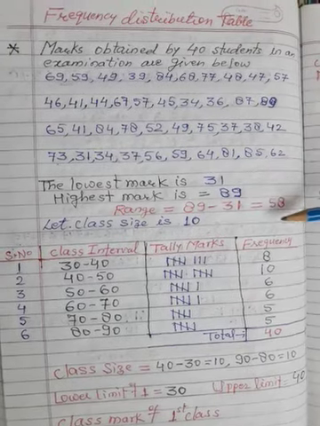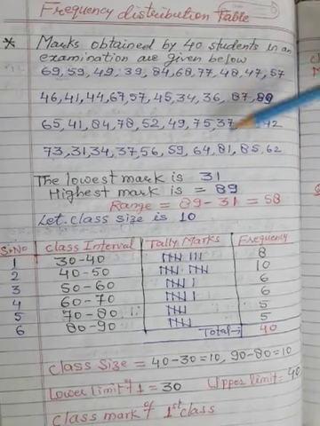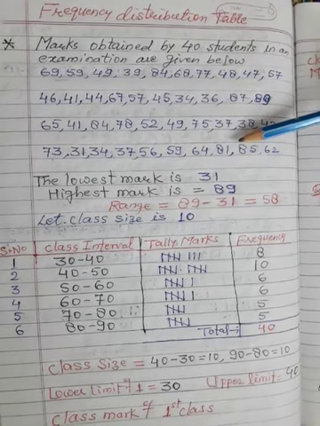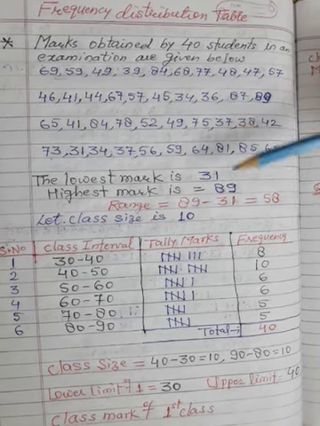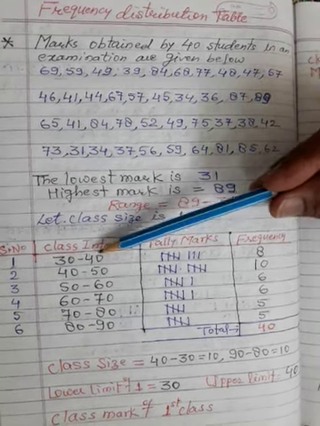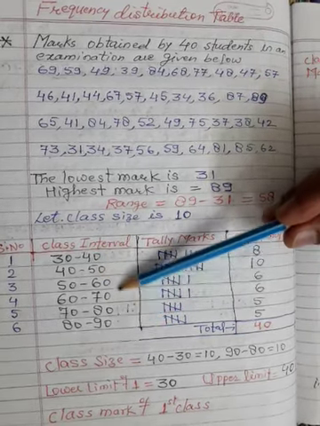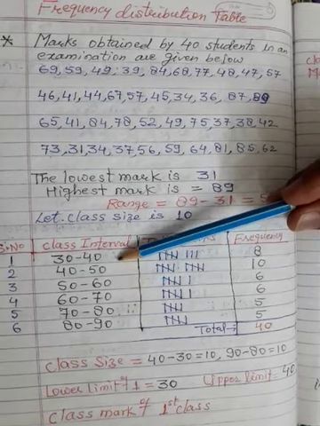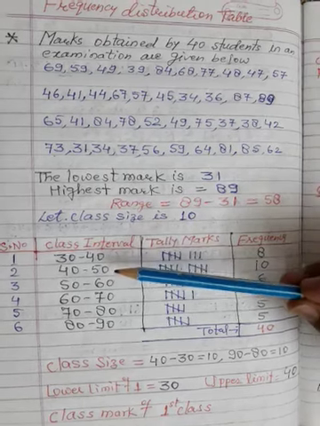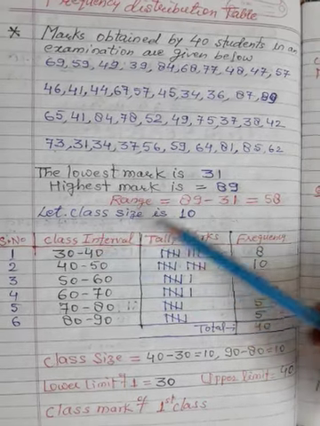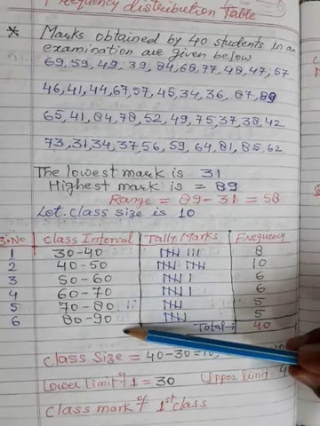Now, preparing the frequency distribution table. We will start with 30 to 40, because marks before that are not given to us. 10, 20, 15, 25 are not given. So we will start with 30 to 40, 40 to 50, 50 to 60, 60 to 70, 70 to 80, 80 to 90. Equal gaps, equal margins should be there. The difference, 40 minus 30, is 10. 50 minus 40, 10. 60 minus 50, and so on.